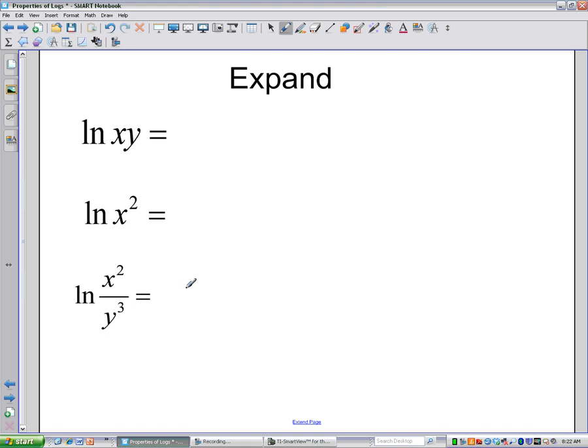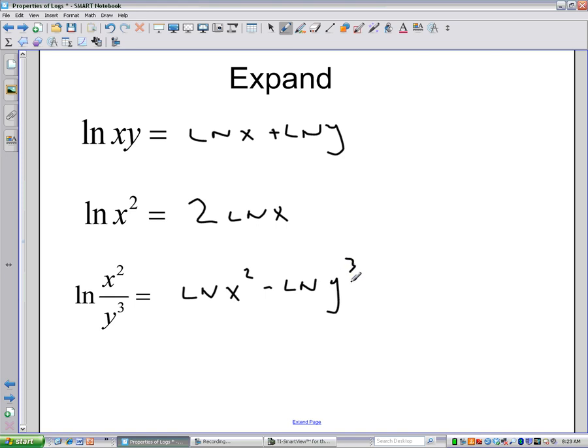So we're going to use those properties to expand and do some things. So the natural log of x times y is just the natural log of x plus the natural log of y. The natural log of x squared, using that second property, is going to be 2 times the natural log of x. And this one's going to take a couple steps. We've got division going on. So this is going to turn into the natural log of x squared minus the natural log of y cubed, which we would further adjust by bringing the exponents down in front. And so we're going to have twice the natural log of x minus thrice the natural log of y. So thrice. Okay? So that's how those work, expand.